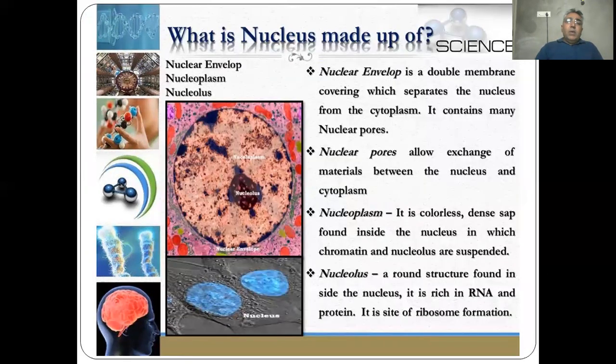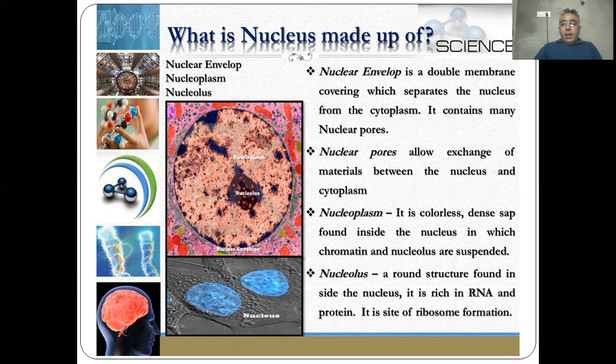What is the nucleus made up of? The nucleus is made up of nuclear envelope, nucleoplasm, and nucleolus. Outer there is a nuclear membrane. The nuclear envelope is a double membrane covering which separates the nucleus from the cytoplasm. It contains the nuclear pores. Nuclear pores allow the exchange of material between the nucleus and the cytoplasm.